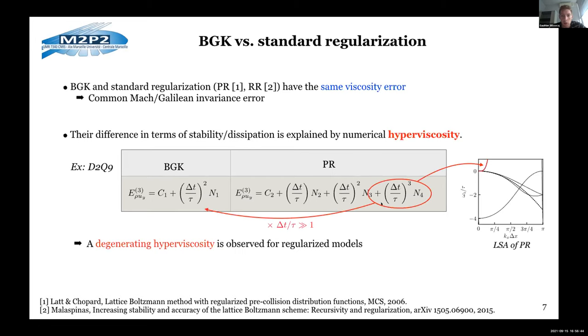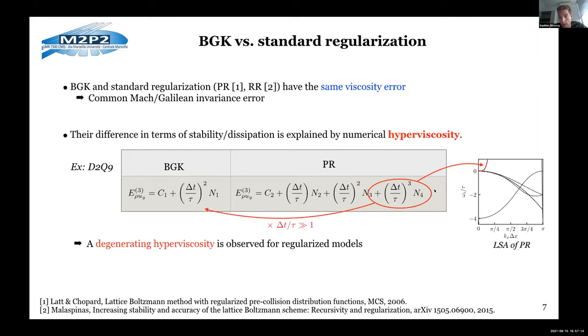And here I have to recall that in practice, we usually have the ratio delta T over tau, which is much larger than one. So that in the particular case of the regularization, these terms actually take the upper hand over all the other terms. So this term is the biggest one, and we can focus on this term and perform a linear stability analysis of only this term.